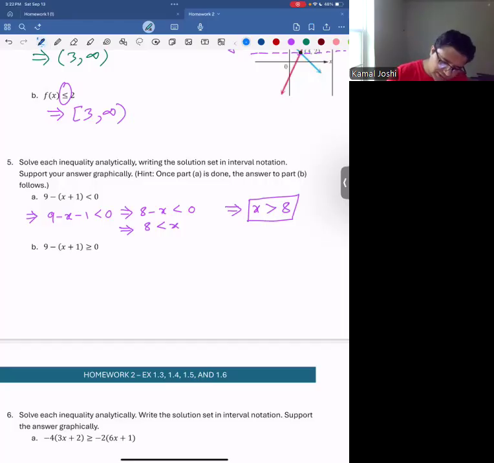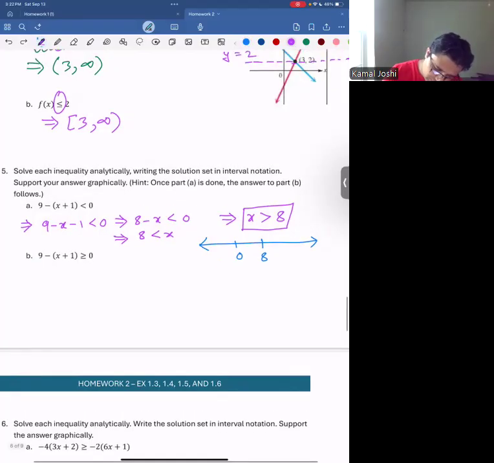If you plot this in a calculator, that's what they meant. It will show you a number line. Sorry, you don't have to have x and y. If you just take it in a graph, in a calculator with one variable, it will show you a number line. And 0 is, let's say, here, 8 is here. So from there onwards, right? From here onwards, x greater than 8. It will be like that.